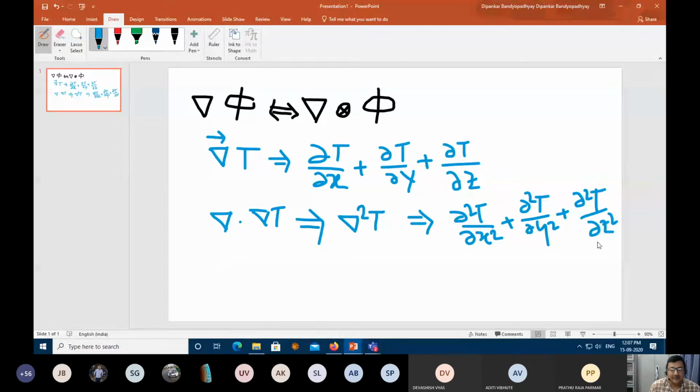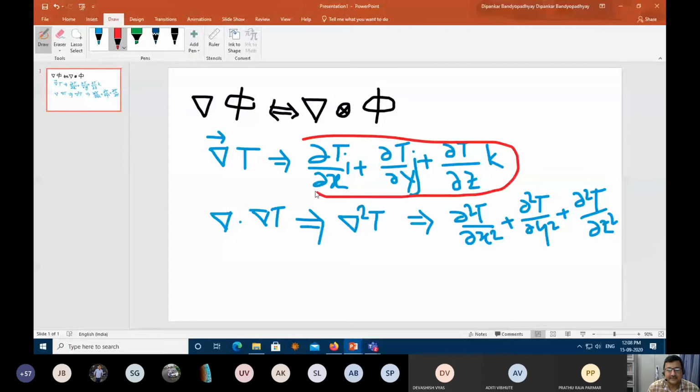Now T is a scalar, gradient of T is a vector, but divergence of gradient of T is what? It is again a scalar. So in this situation gradient of T will have one i, one j, and one k here. So you can see this is a kind of variable. You can anticipate that this is a vector quantity, whereas this one is a scalar quantity.